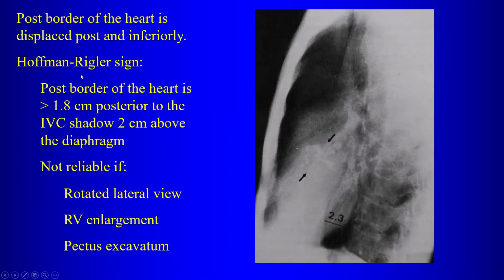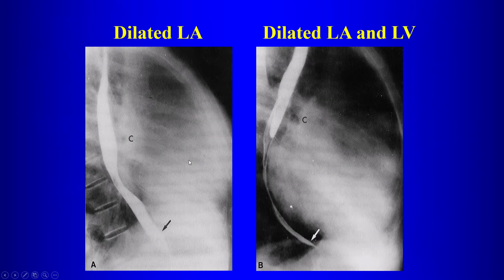Now, there is something called the Hoffman-Riegler sign for identifying left ventricular enlargement on the lateral radiograph. So we look at the posterior border of the heart, 2 centimeters above the diaphragm. If that posterior border is greater than 1.8 centimeters posterior to the IVC shadow, in this case it measures 2.3 centimeters, then that indicates left ventricular enlargement. So this is not reliable if there's a rotated view, if there's right ventricular enlargement, or if there's a pectus deformity. Again, this is maybe just of historical significance, but the Hoffman-Riegler sign on the plain film is also a sign of left ventricular enlargement.